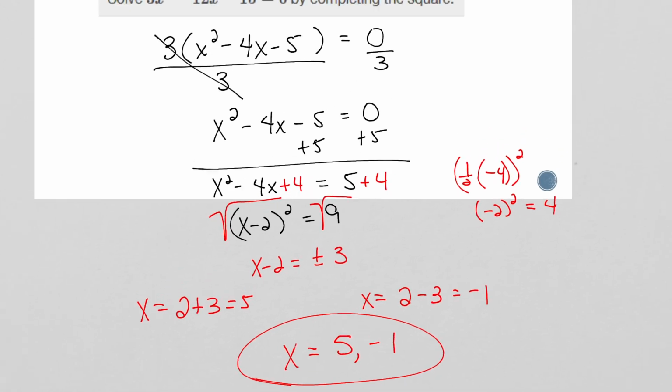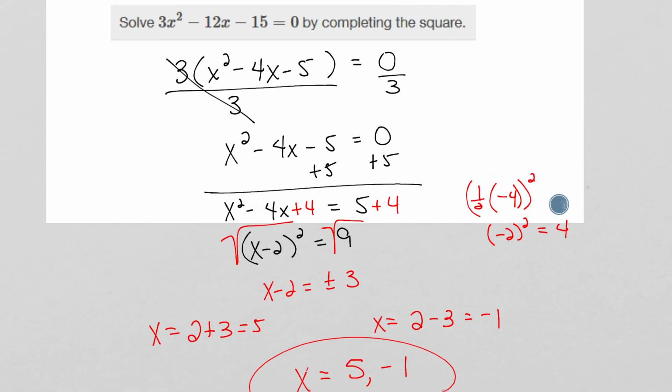And don't forget, you definitely can check your work here. You would have to substitute in 5 there and see if you get 0 whenever you do this math. And then negative 1 there and see if you get 0.